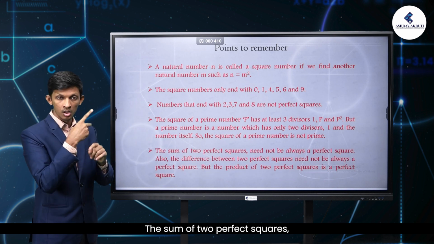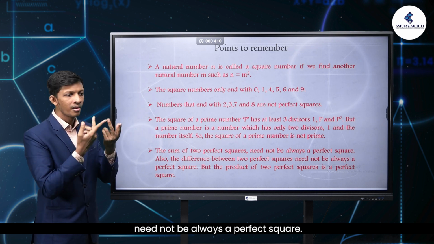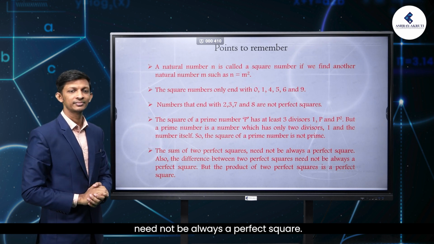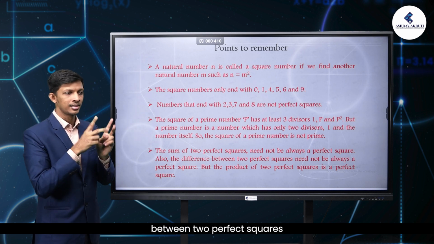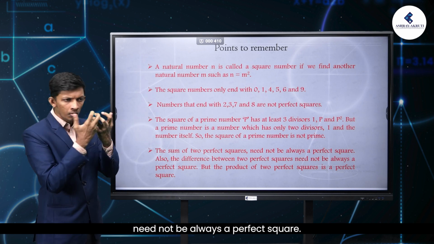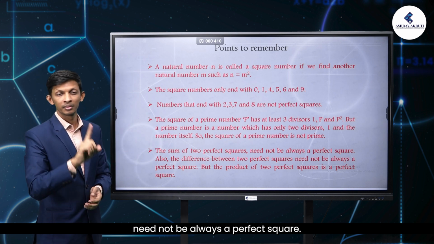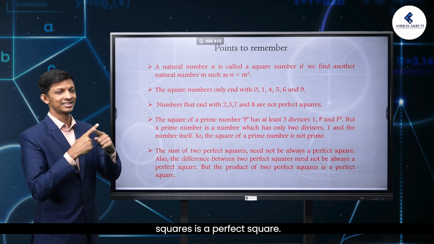The sum of two perfect squares need not always be a perfect square. Also, the difference between two perfect squares need not always be a perfect square. But the product of two perfect squares is a perfect square.